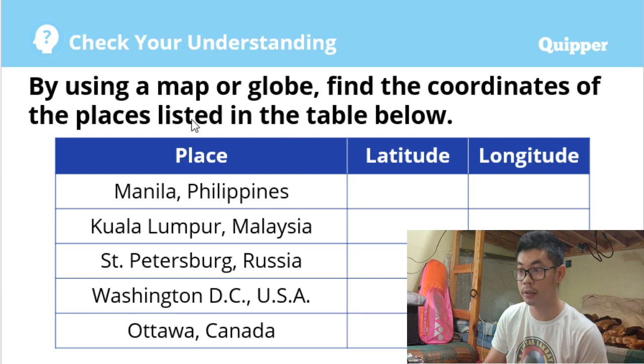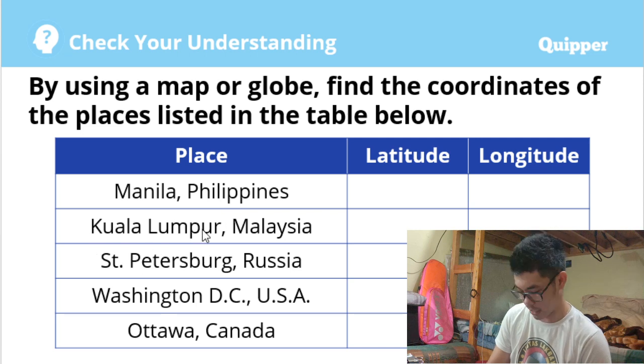I'm not very familiar with it, and so you get to see here that in these examples you have your KL, your Kuala Lumpur, Malaysia, St. Petersburg, Russia, Washington DC, USA, and Ottawa, Canada. So yan po. Right, let me download first.